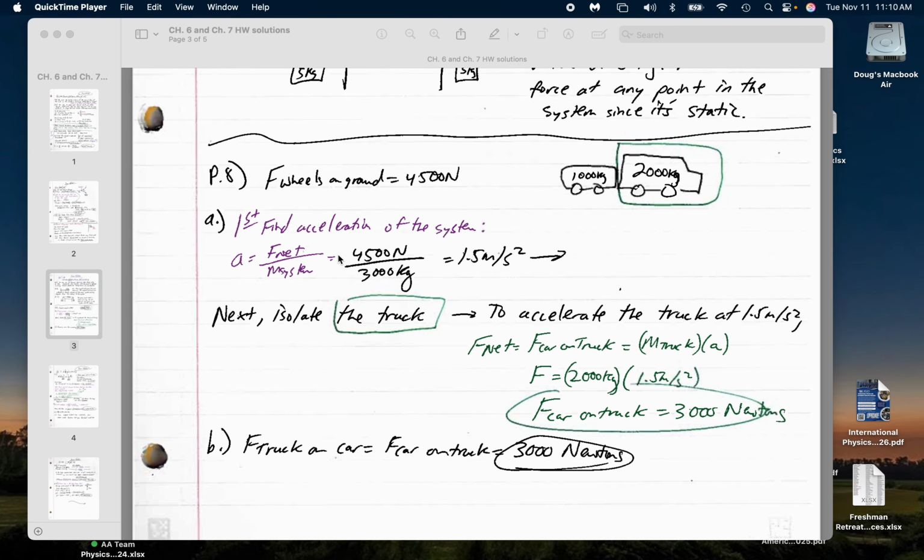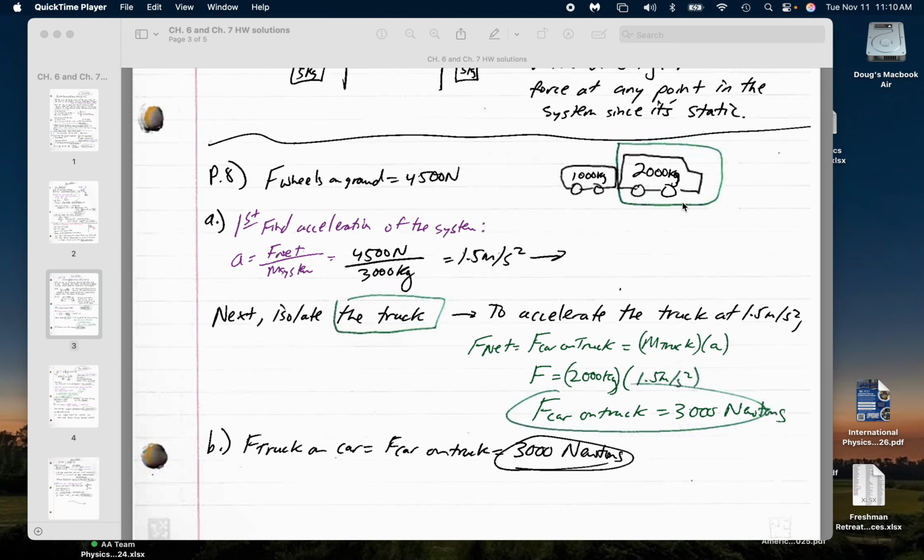First of all, I've got to get the acceleration. So acceleration of the system is net force over total mass of the system. This system is 3,000 kilograms. So 4,500 newtons of force from the ground, so that's 1.5 meters per second squared. Next, I want to isolate the truck.